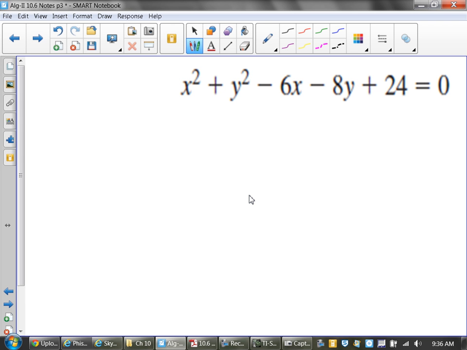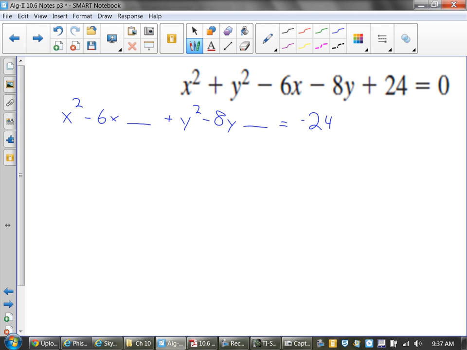Well, when you complete the square, it should become positive. Again, when I set these things up, group them. X squared minus 6x blank plus y squared minus 8y blank equals negative 24. In order to complete the square in this set, I don't really have to do anything with the a value because they're already both equal to 1.